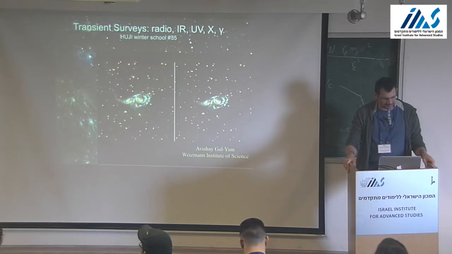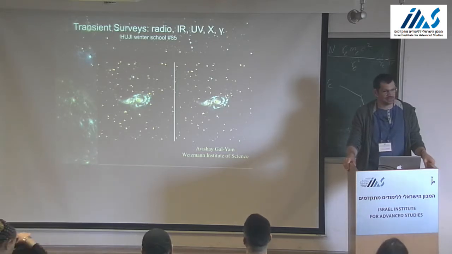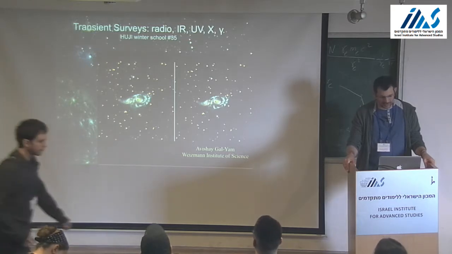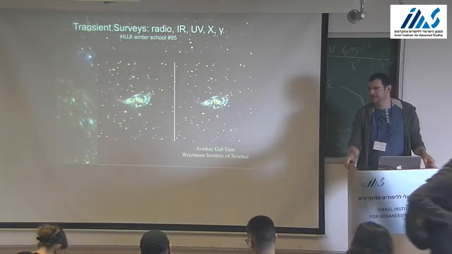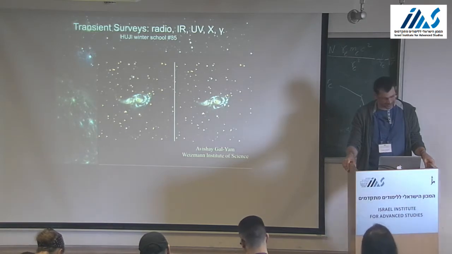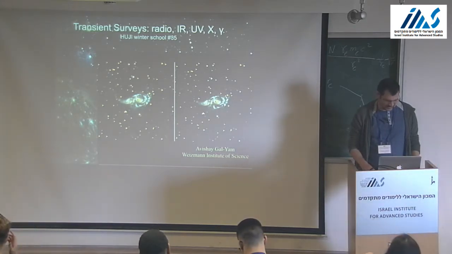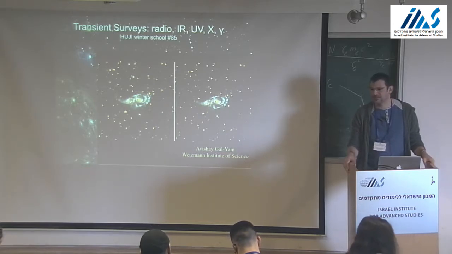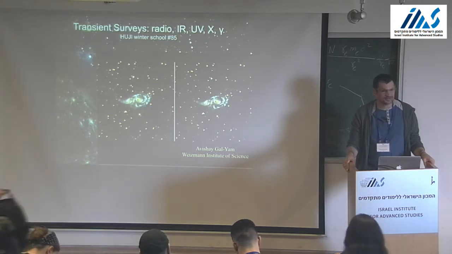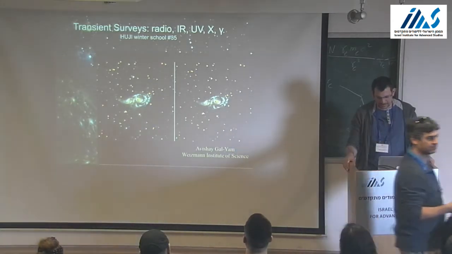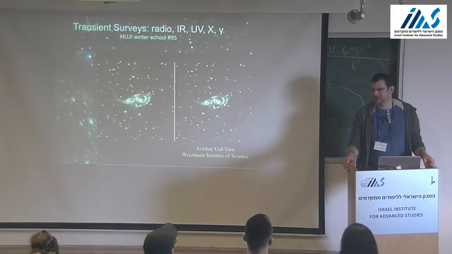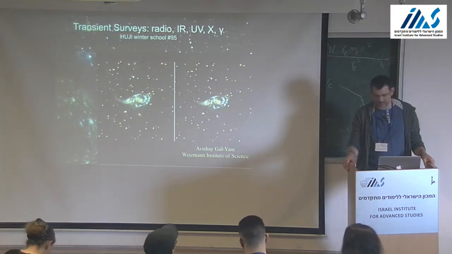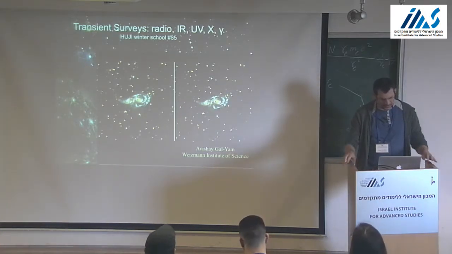Today's talk is a continuation. Yesterday we were discussing transient surveys, mainly in visible light and optical. And today we'll cover all the other ranges of emission that you can use to find transients. Of course, this will make this review not extremely deep, because we have to cover many different observational techniques and results.